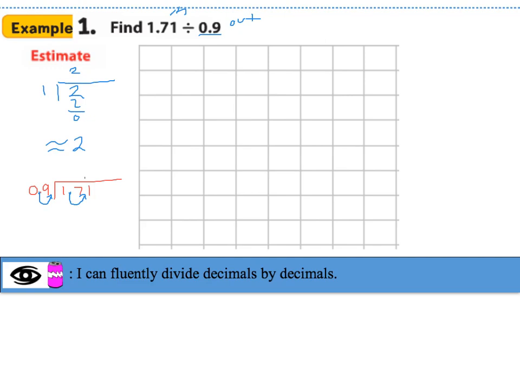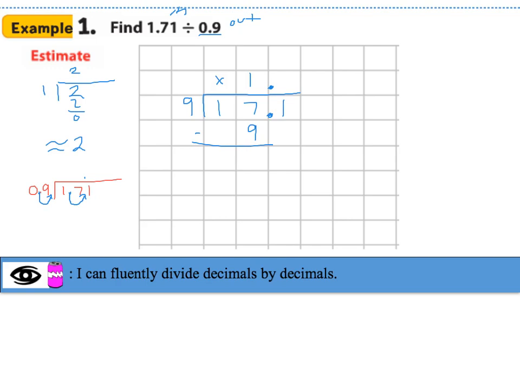Now in the grid I want to go ahead and rewrite it so it's nice and clean. So my new divisor is 9 and my new dividend becomes 17 and 1/10. And what I want to do is bring up the decimal automatically so I do not forget about it. So all we do now is divide. Let's ask ourselves how many times does 9 go into 1? Well, it can't. How many times does 9 go into 17? And that goes in once.